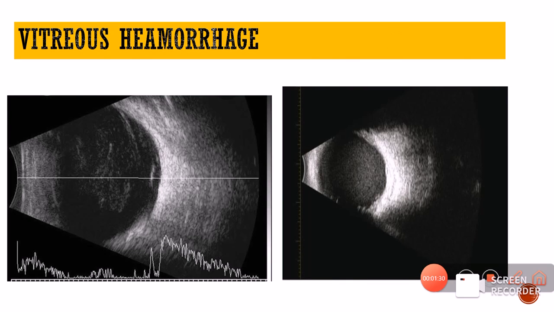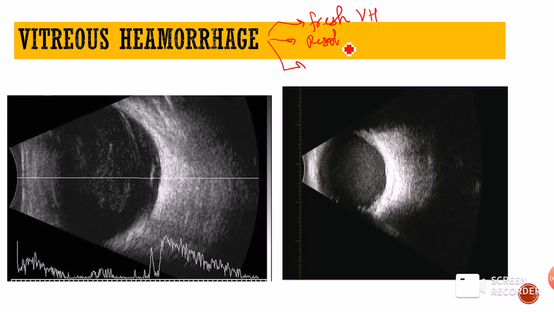Now, the vitreous hemorrhage could actually be of three types. The first type could be a fresh VH, or fresh vitreous hemorrhage, or it could be a resolving vitreous hemorrhage, or it could be an organized vitreous hemorrhage, right? Organized vitreous hemorrhage means that with time, the cells which are diffused, that is the red blood cells which are present in the blood, are going to get clumped together, and as they come together they will form a membrane.